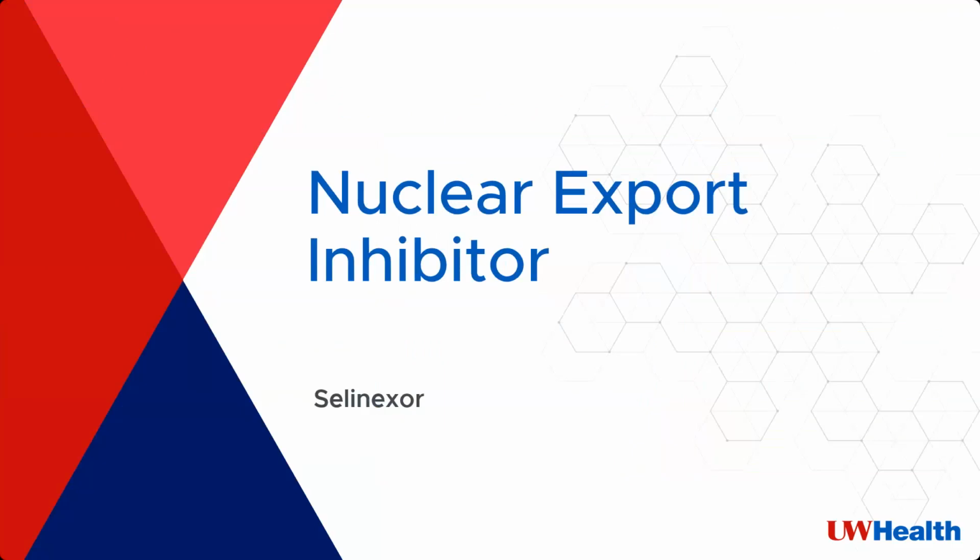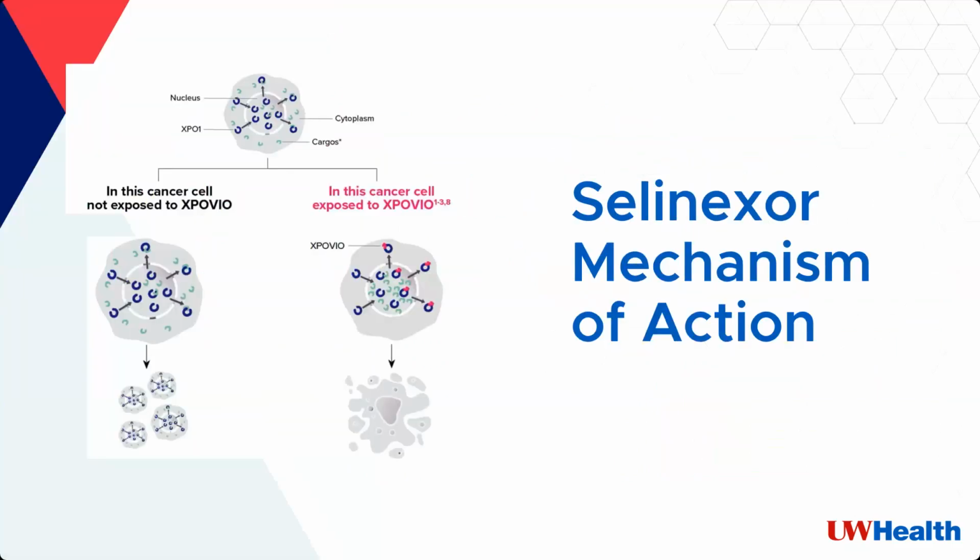And the last agent we'll talk about is our nuclear export inhibitor, selinexor. XPO1 is a nuclear transport protein that's overexpressed in cancer cells. Its main purpose in the cell is transporting growth regulators and oncoprotein mRNA out of the nucleus and into the cytoplasm. Selinexor inhibits XPO1, so it can't carry these proteins out of the nucleus, and this leads to accumulation and eventual cellular apoptosis.